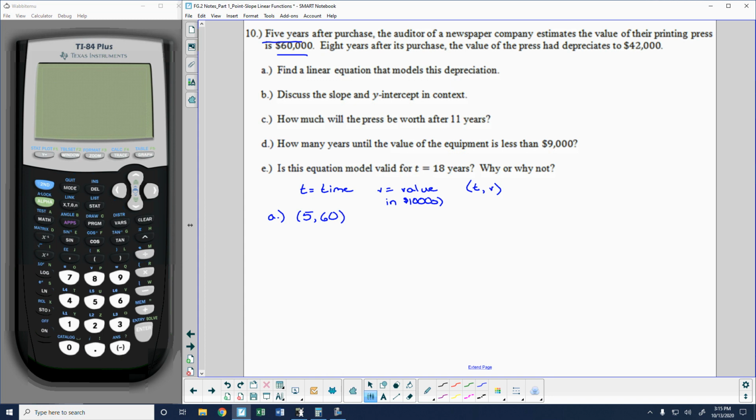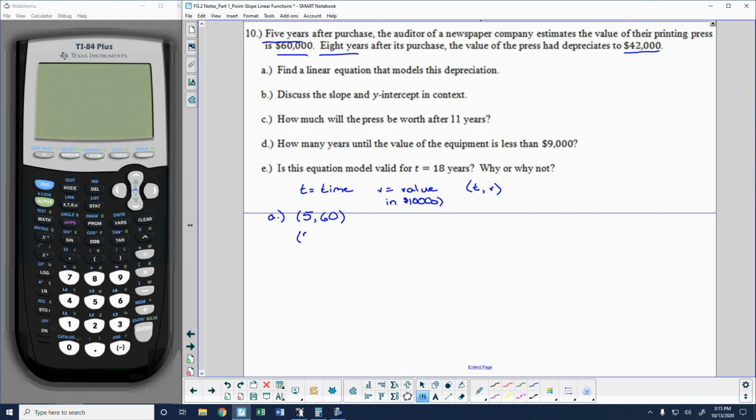My other point is going to come 8 years after its purchase. It's depreciated to $42,000. So my t is going to be 8. My v is going to be 42. Now, what this allows me to do is to come up with the slope for my line. Remember, either point-slope or slope-intercept form. We're going to put this in slope-intercept form for the assistance of our calculator if we need to. Slope-intercept form, we need the slope and we need the intercept.